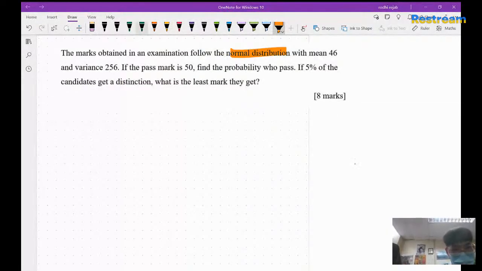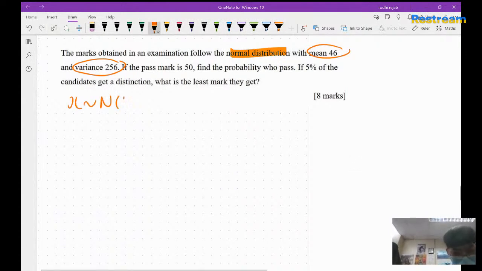Okay, so first of all, let's find out what information is given to us. The mean is 46 and the variance is 256. By writing the information down, normally for normal distribution, we'll write X ~ N(46, 256). But I personally like to square root it first. If we square root 256, we get 16, but I will write it as 16 squared, so that I will know that when I want to sub in the formula, I will sub in the standard deviation, not the variance.